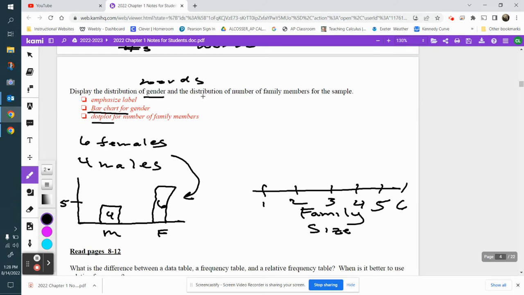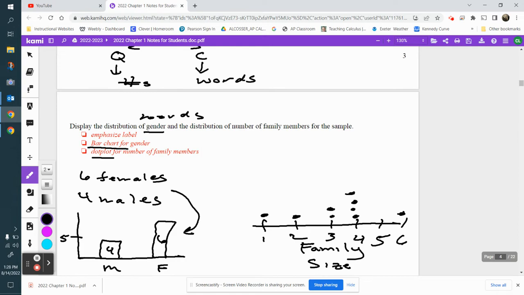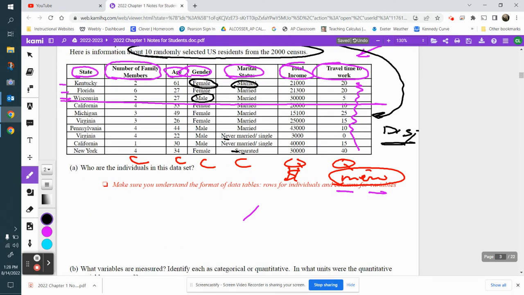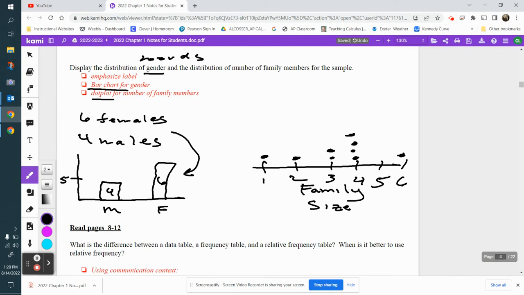So if we go back up there, we go 2, 6, 4, 3, 3. I think it was 4, 4, 1, 4. Let's see if I'm right. 4, 4, 1, 4, 4, 4, 4, 4, 1. Oh, there's another 3 in there. Okay. So there's a 3. So that's our dot plot.